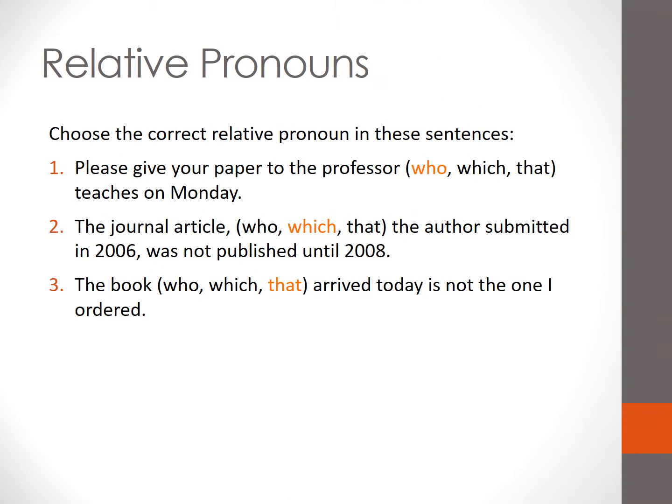Let's look at the first sentence together. Please give your paper to the professor. So you're referring to a professor, which is a human being or a person, and so you would use the relative pronoun "who." Number 2, the journal article which the author submitted in 2006 was not published until 2008.